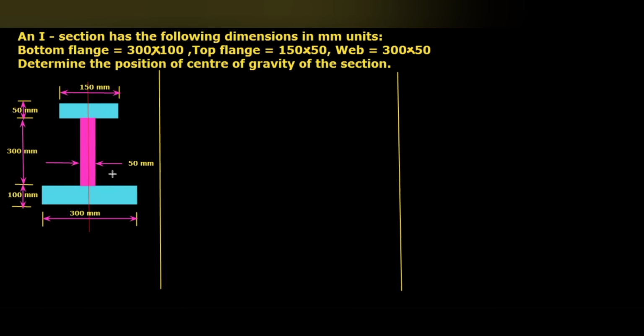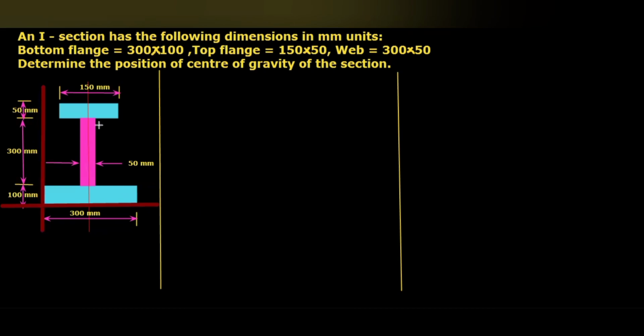Here, first the reference axis. We know that for y bar calculation, we will take the bottommost line as the reference. Then for x bar calculation, the leftmost line as the reference.